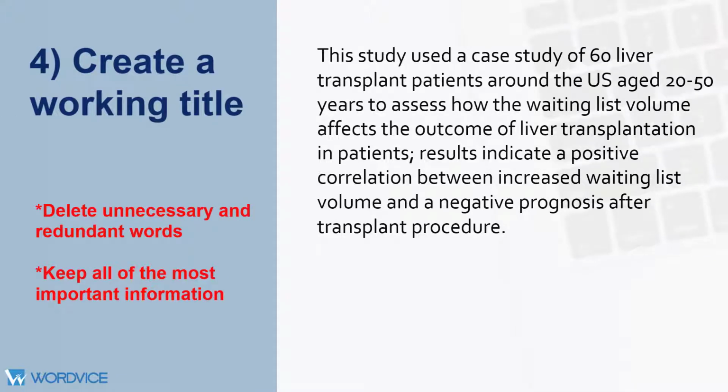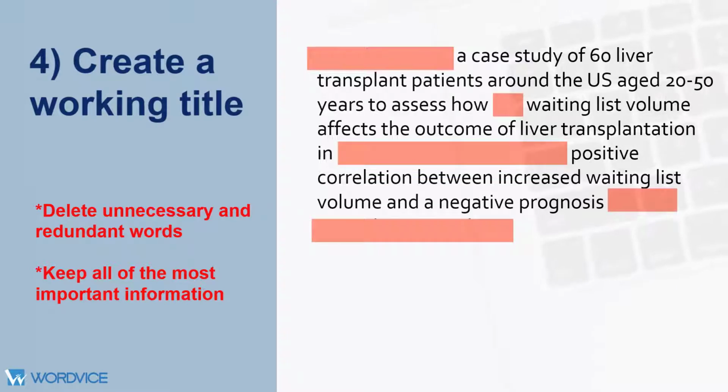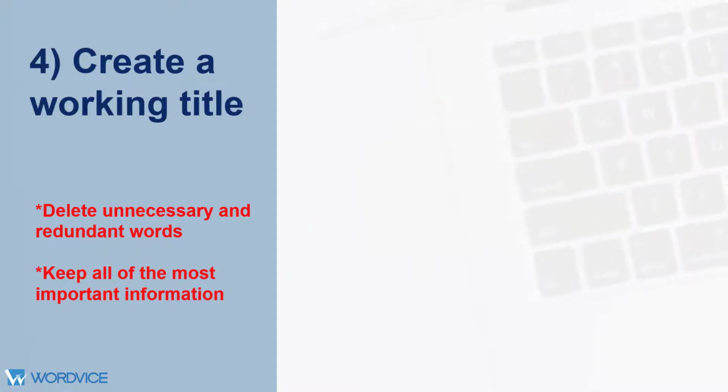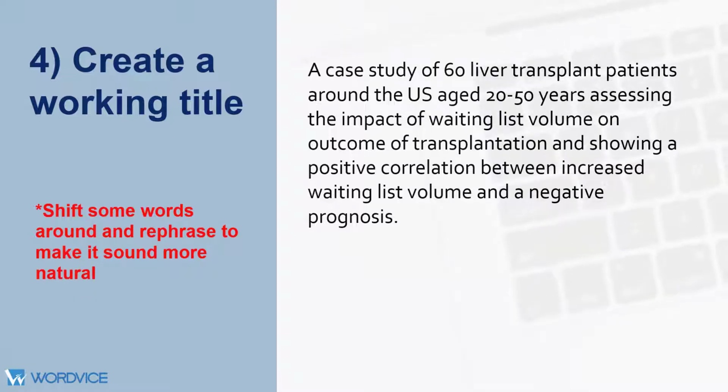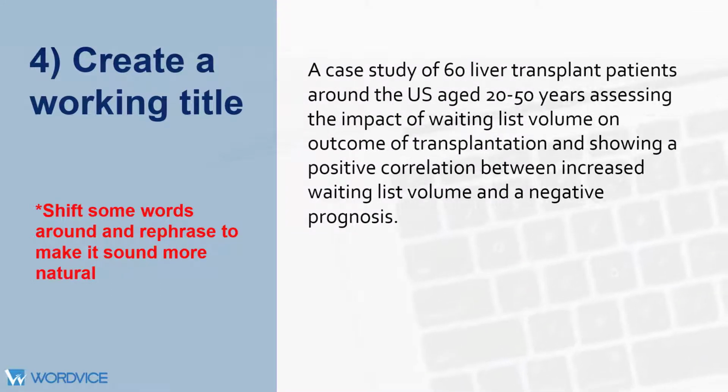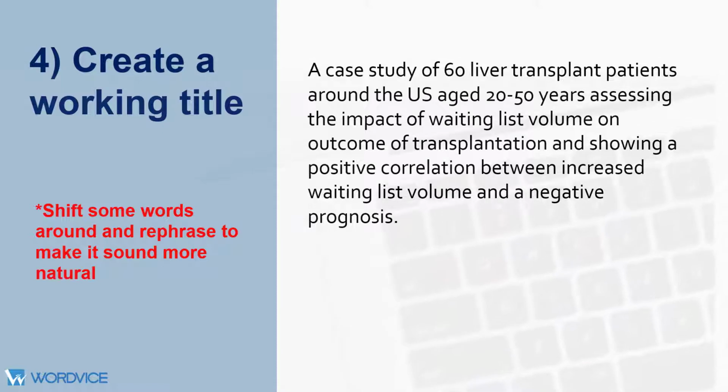Remove elements that make it a complete sentence, but keep everything that is most important to what the study is about. Delete all unnecessary or redundant words. Now let's shift some words around and rephrase it a bit to shorten the length and make it leaner and yet more natural. What you are left with is a case study of 60 liver transplant patients around the US, aged 20 to 50 years, assessing the impact of waiting list volume on outcome of a transplantation and showing a positive correlation between increased waiting list volume and negative prognosis.